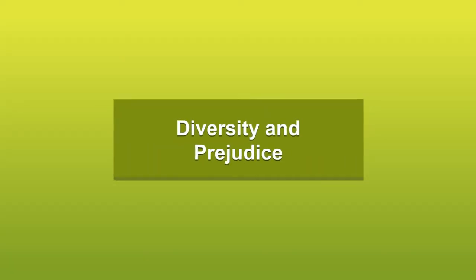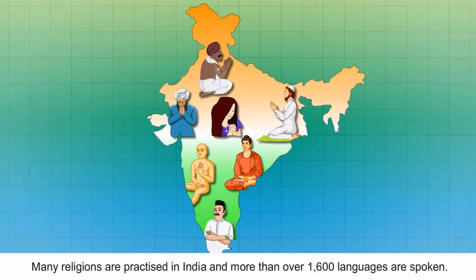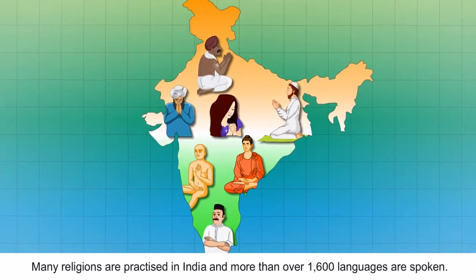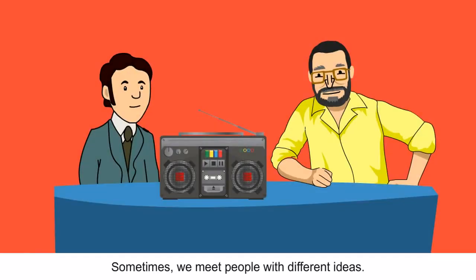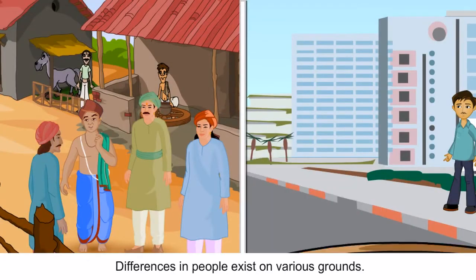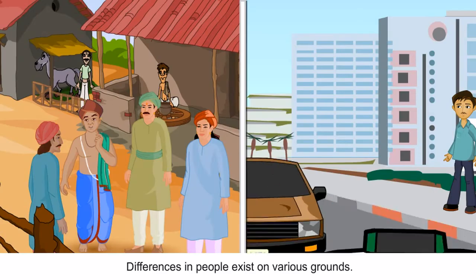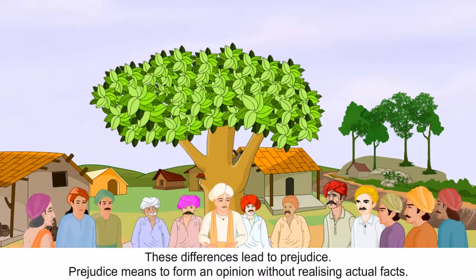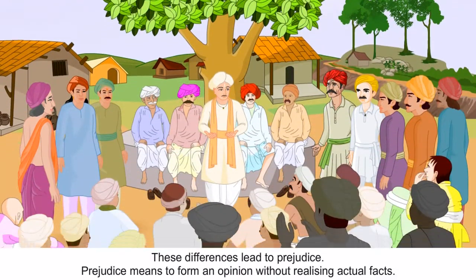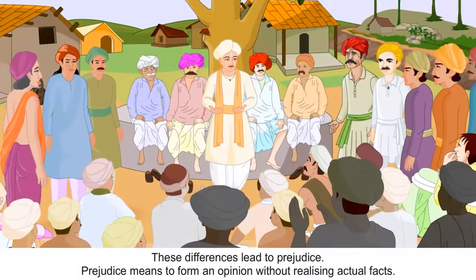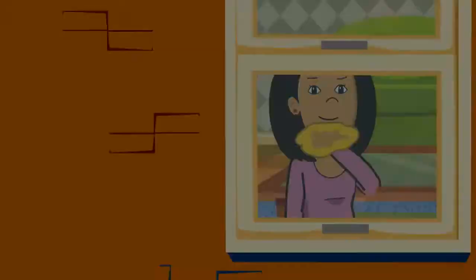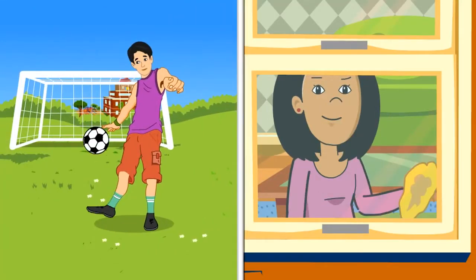Diversity and prejudice. Many religions are practiced in India and more than 1600 languages are spoken. Sometimes we meet people with different ideas. Differences in people exist on various grounds. These differences lead to prejudice. Prejudice means to form an opinion without realizing actual facts. Example, people think boys are good in sports.